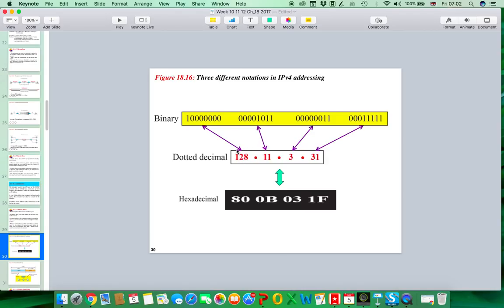Now we know that each octet in the IP address is represented by 8 bits. We call each number an octet because you have 8 bits. And although we are writing each one in decimal, it is actually a binary representation.